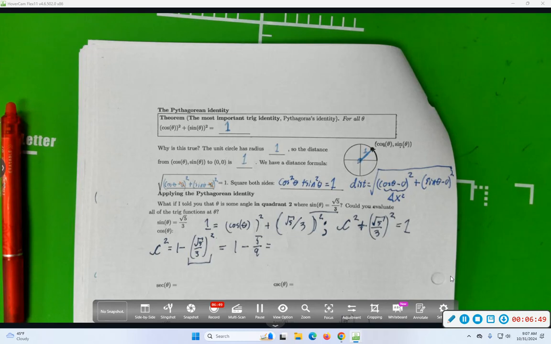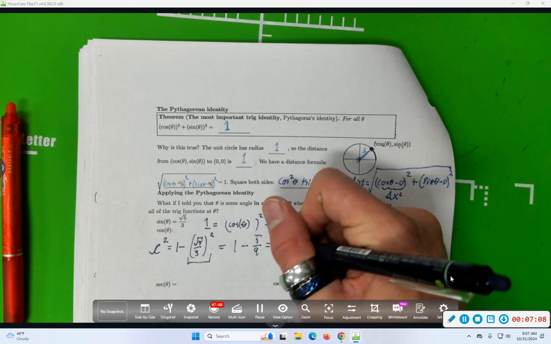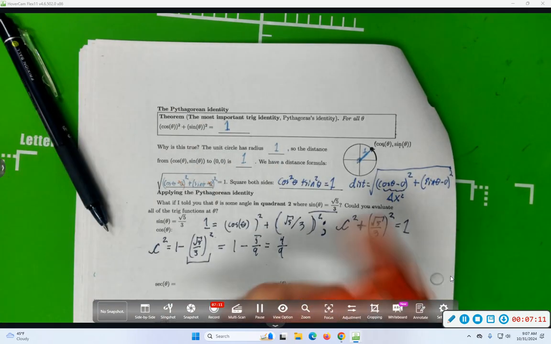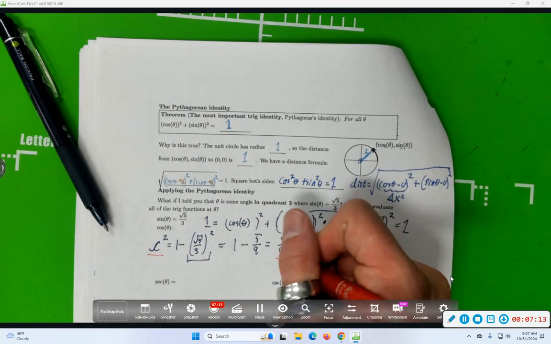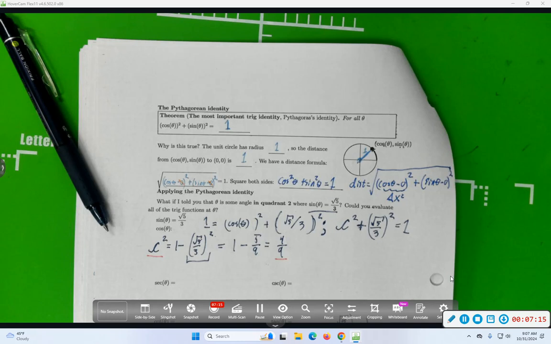1 minus 5 over 9. Does that simplify at all? What is 1 minus 5 ninths? All right, so this equation is now c squared equals 4 over 9. Does that look like something that's easy to solve for c? What do you want to do with that?